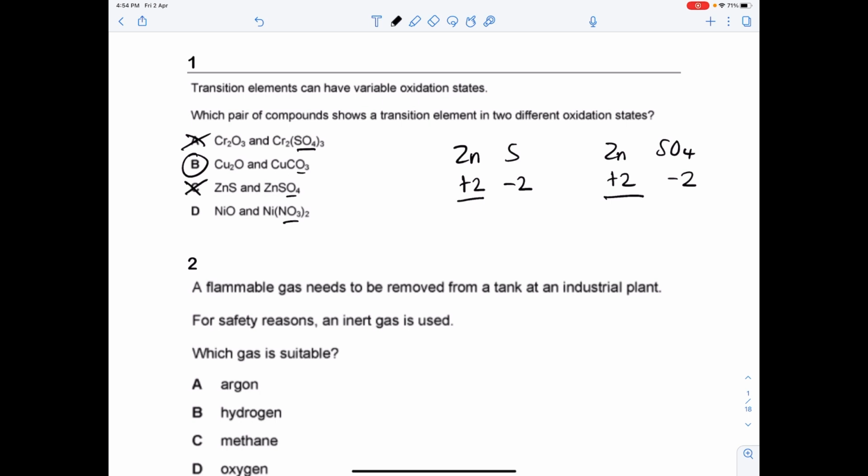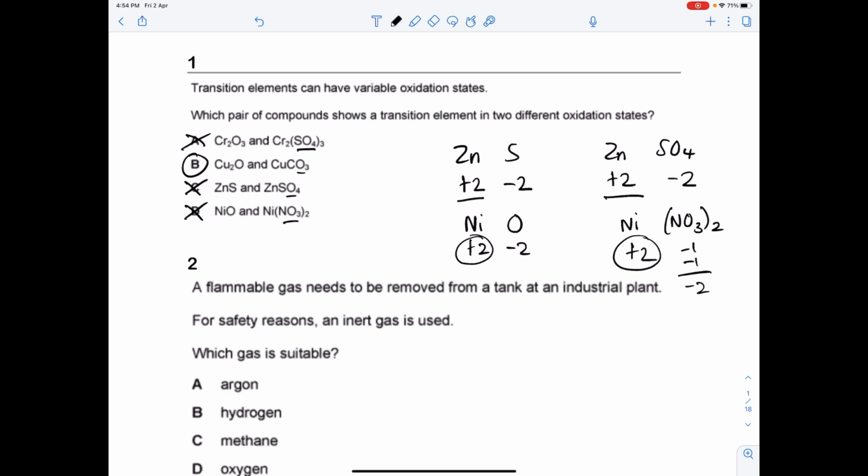And to rule out D, we've got nickel bonded with oxygen, and we've got nickel bonded with NO3, which is a nitrate, but we've got 2 of them. So in this case, oxygen is a -2, so the nickel must be +2. Nitrate we know is -1. Again, we just remember it. So we've got -1, -1 together makes -2, but we've only got 1 nickel, so it must be a +2 to balance it out. So we've got nickel as a +2, nickel as a +2, so it can't be D either.